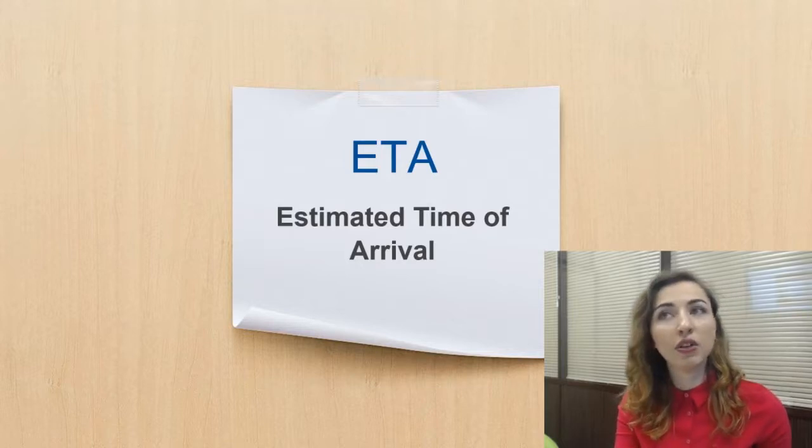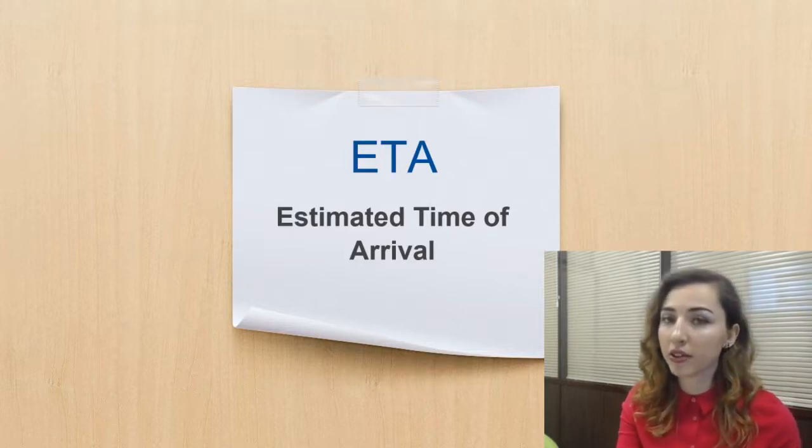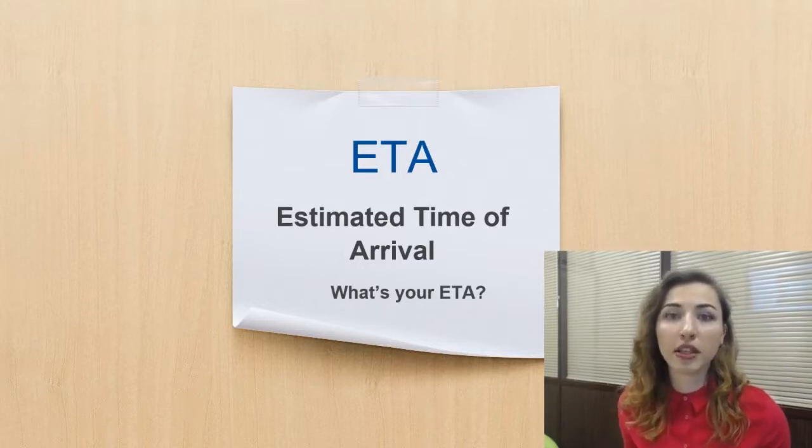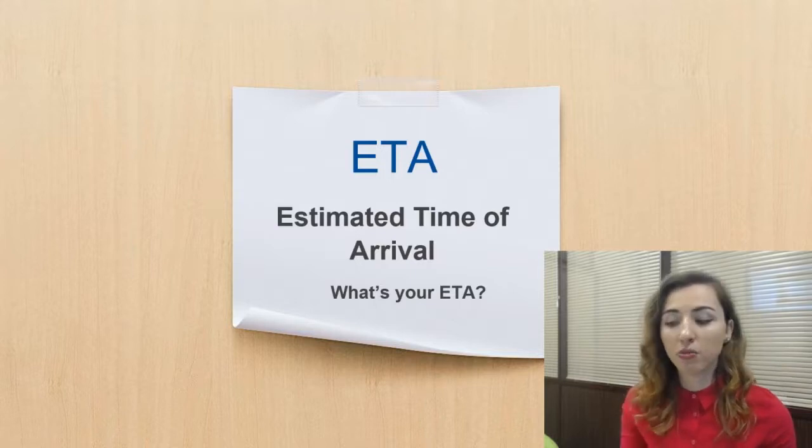Okay, let's move on. The next one is ETA, which is estimated time of arrival. And this doesn't only concern shipments or parcels or packages. We can also use this one about a person. So what's your ETA? Which means, when are you coming? When are you going to be here?